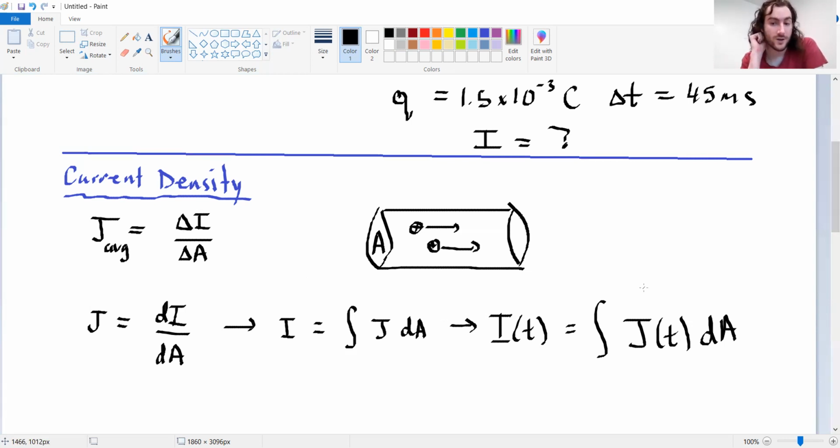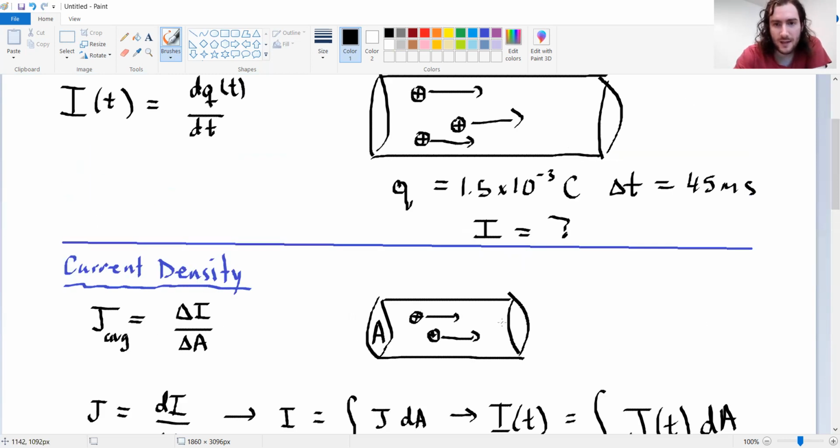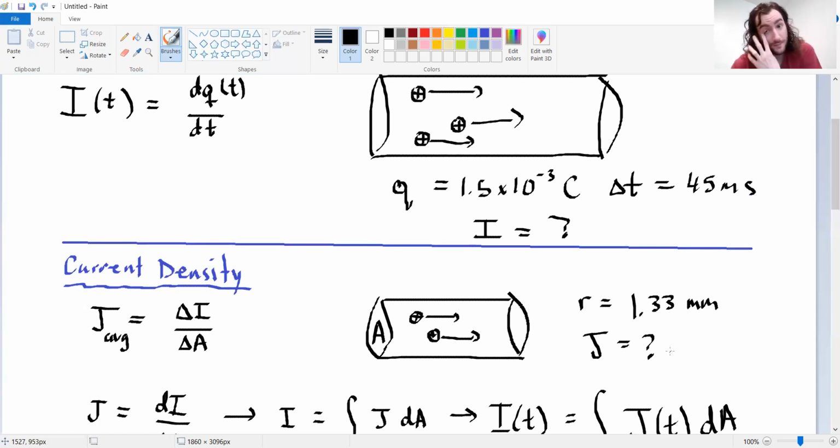And so we could also look at a relationship there where we have time dependence. Okay, so let's examine again this previous problem. Let's suppose now the same example as before, the radius of the cross-section of the wire is about 1.33 millimeters. Okay, so now what is the current density there? Go ahead and calculate the current density for that wire.